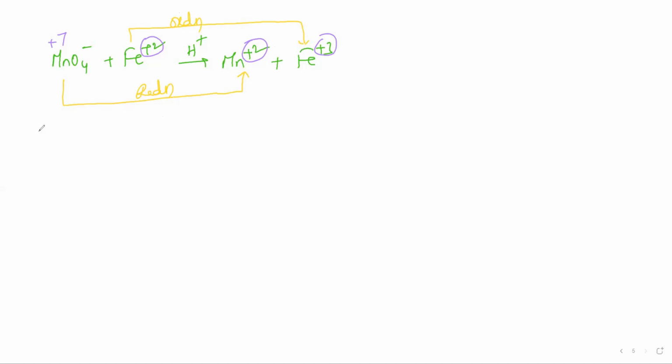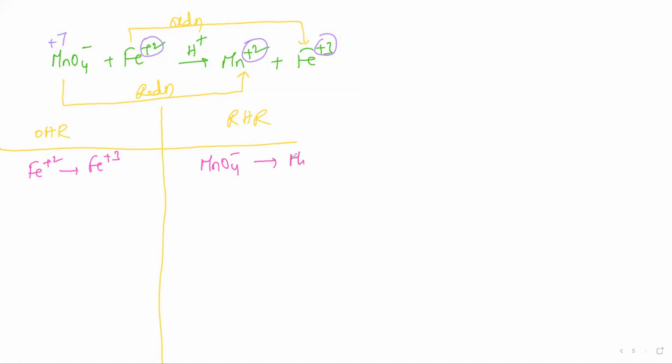Now separate them: oxidation half reaction and reduction half reaction. What is the oxidation half reaction? Fe plus 2 gives rise to Fe plus 3. Reduction half reaction: MnO4 minus gives rise to Mn plus 2.